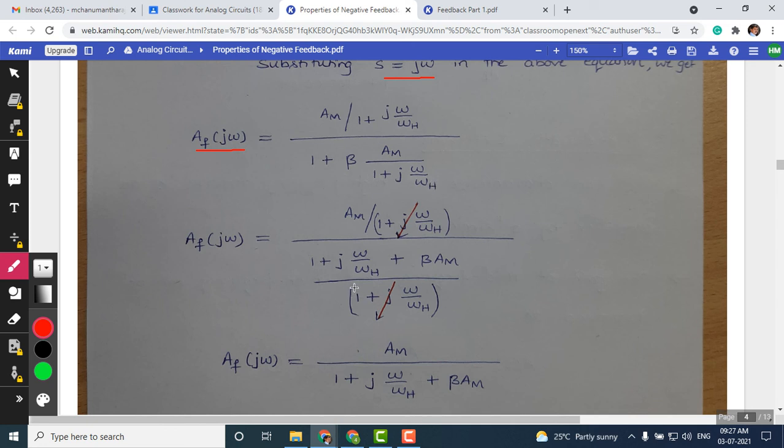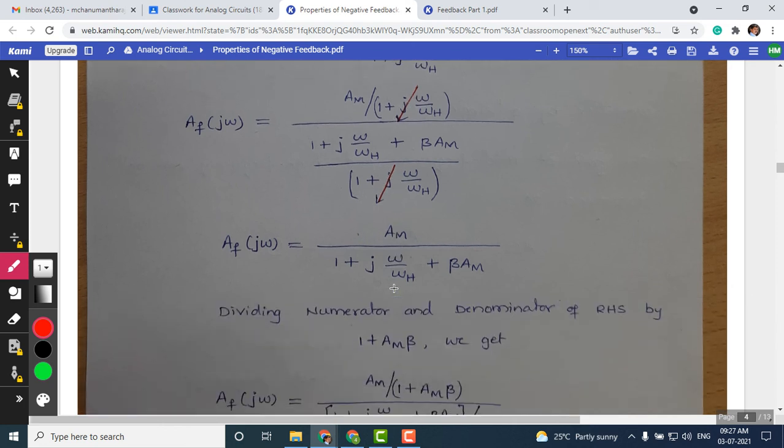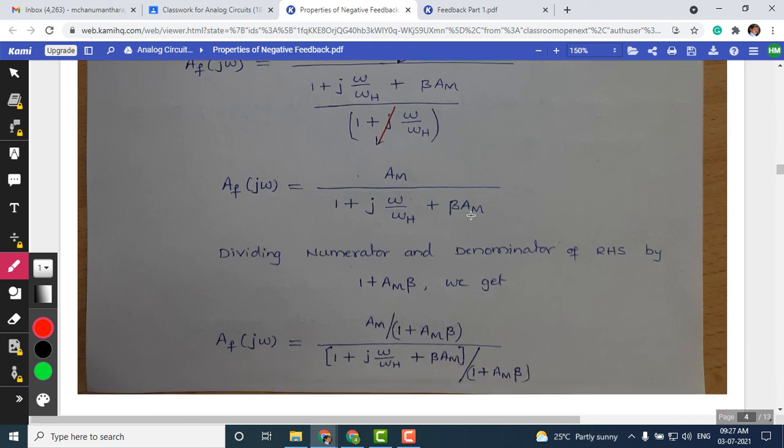here, 1 plus j omega by omega h is retained in the denominator, whereas here it gets multiplied by 1 plus j omega by omega h, plus beta AM is kept as it is. So this 1 plus j omega by omega h cancels from both numerator and denominator, and the remaining terms are shown here. So this is simply mathematical derivation.